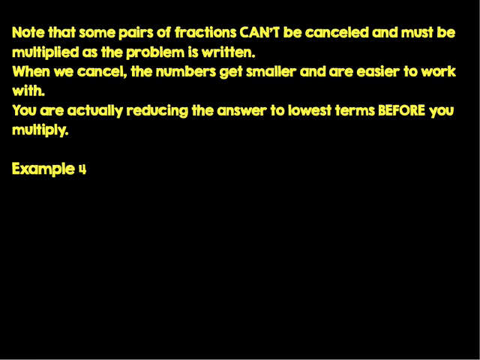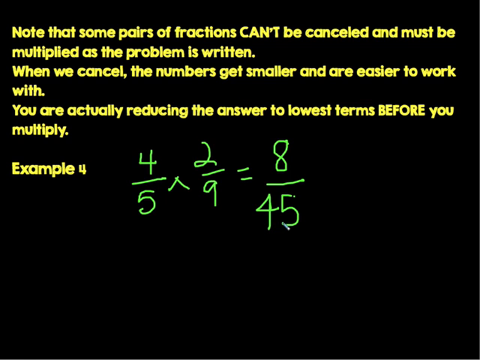So looking at this last example, you will see that there's nothing that you can cross cancel. So if I go 4 fifths times 2 ninths, well, I look at my 5 and my 2, because they're cross eyes, and there's nothing I can divide them by. Look at my 4 and my 9, cross eyes, there's nothing I can divide them by. So I multiply across and I get 8 on the top and 45 on the bottom. And we know that's in lowest terms.